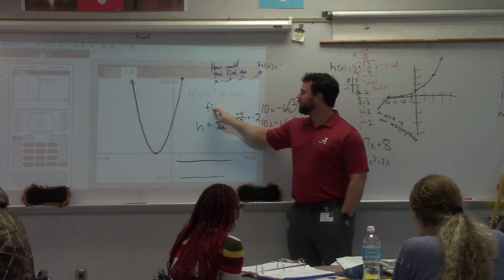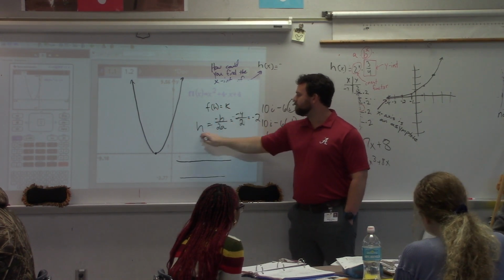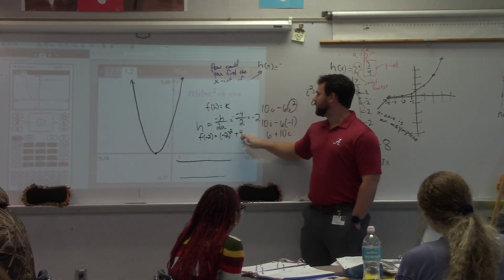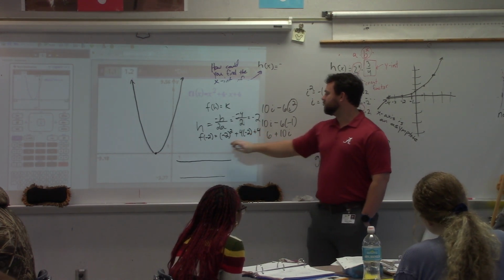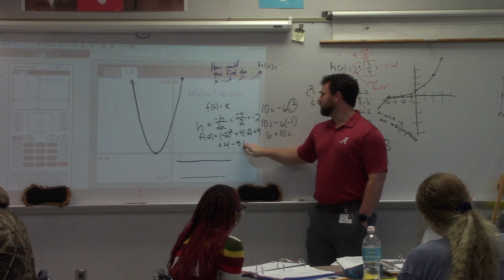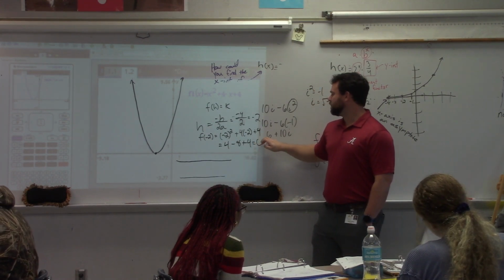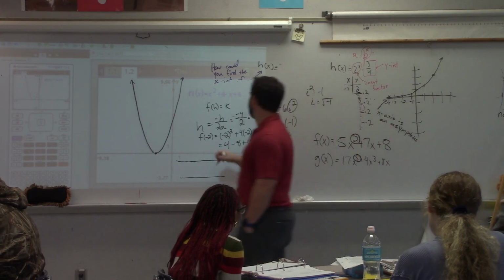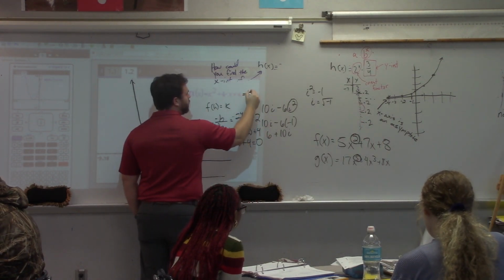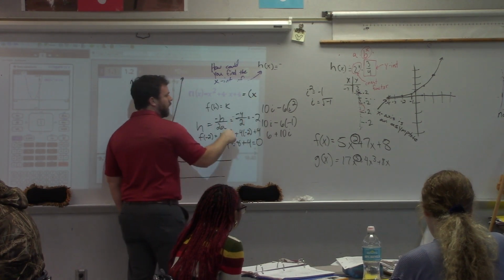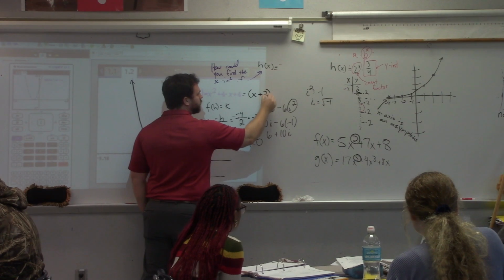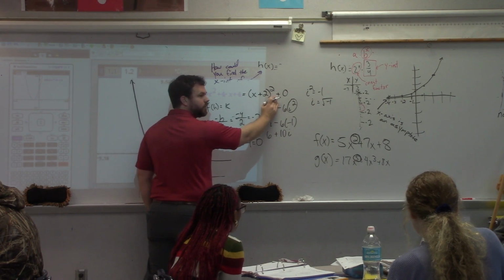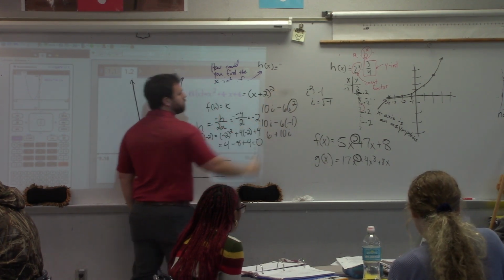So don't ever forget, an input of h gives me an output of k. So f of negative 2 equals that thing, plus that thing, plus that thing. What does that equal? So the vertex form of this would be x minus a negative 2, so x plus 2, squared, and then k would be 0. Do I even need to write that plus 0? No? Okay.